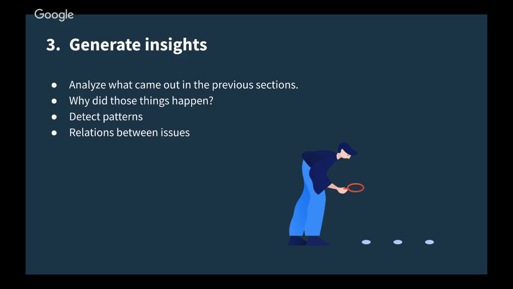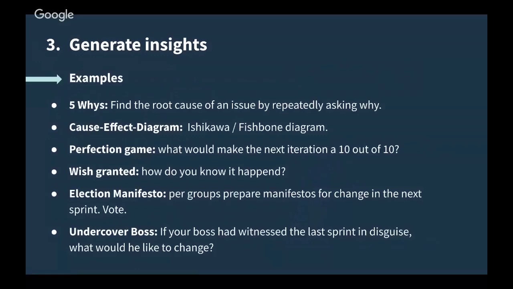So for this part, there are also several kinds of dynamics that you can use. For example, the 5 whys technique. This is a technique to find the root cause of a problem. And basically what you have to do is to ask why that is happening several times. And usually the fifth answer is the root cause of the problem, and that's the issue you should address to solve the first issue you found.